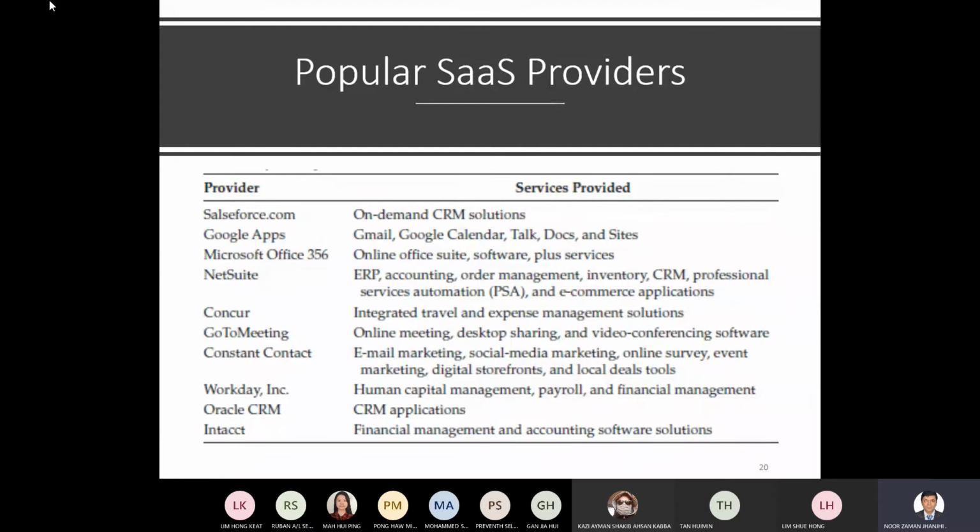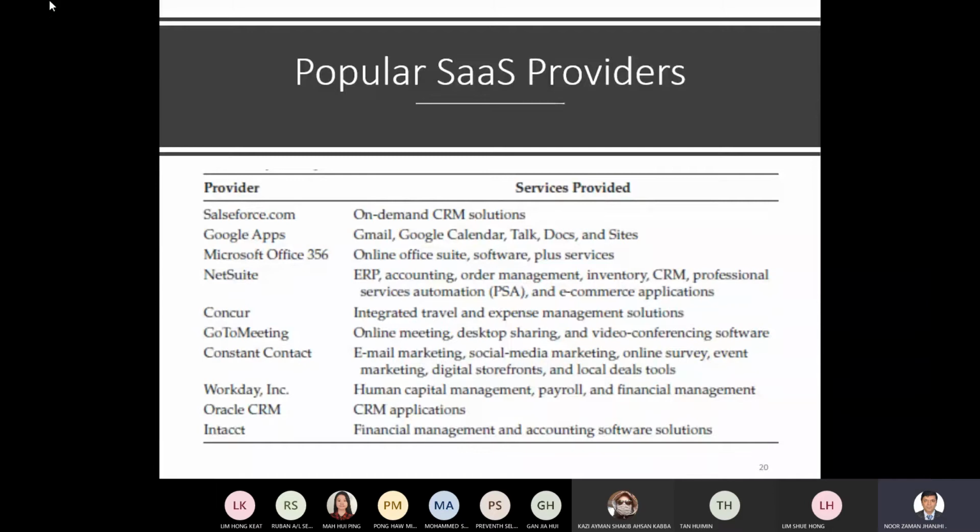Now, the popular SaaS providers. We know this is the model providing software as a service, and it is used by many individuals. The number of individuals is always higher compared to companies, but this service model is being used by individuals as well as by companies. So there is a great number of users, and that is why there are so many companies and service providers for this.